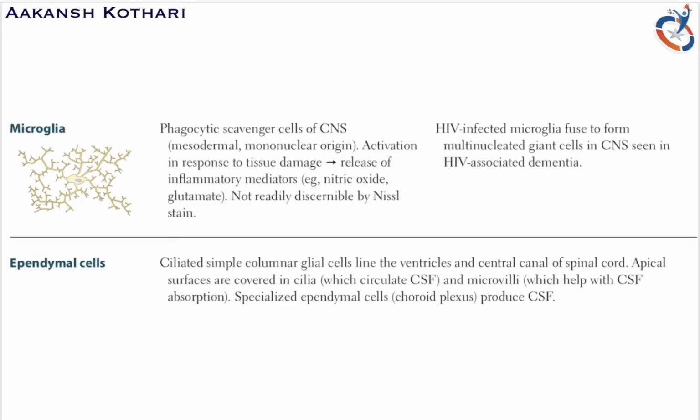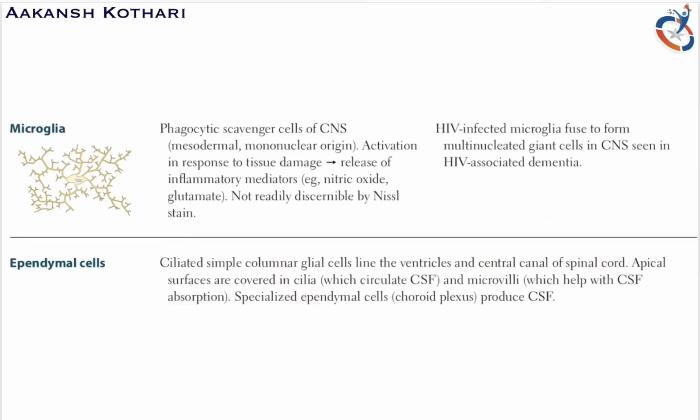We're talking about ependymal cells. These are ciliated columnar epithelium or ciliated columnar glial cells which line the inner side of the ventricles and the central canal of the spinal cord. Okay, so it lines the ventricles and the central canal of the spinal cord. The apical surfaces are covered with cilia, which circulate the cerebrospinal fluid, and microvilli, which help with CSF absorption. Okay, so the cilia help in circulation of the CSF, whereas the microvilli help in CSF absorption.